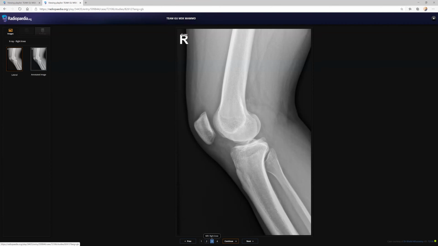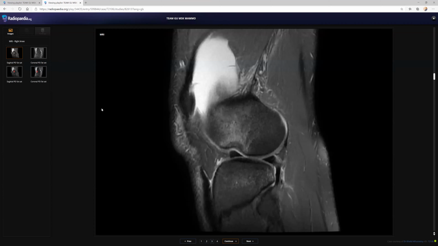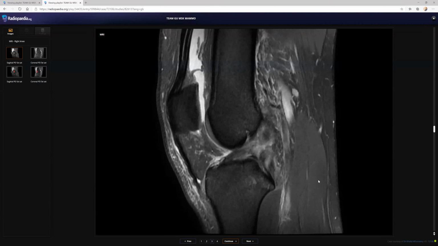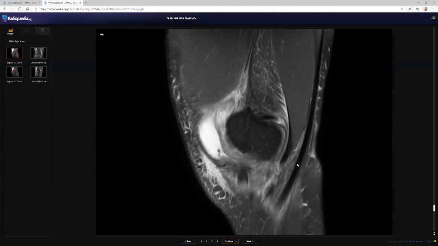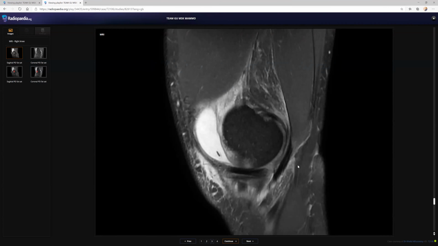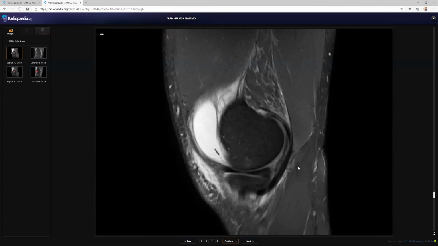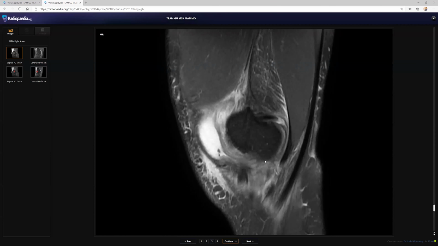Okay. So that's the PD fat-sat sagittal imaging, in which I can see there is a joint effusion.